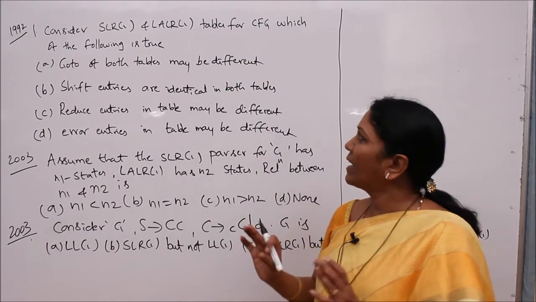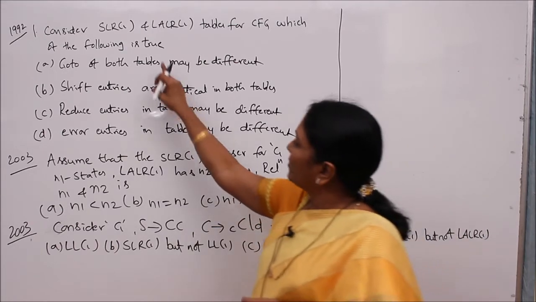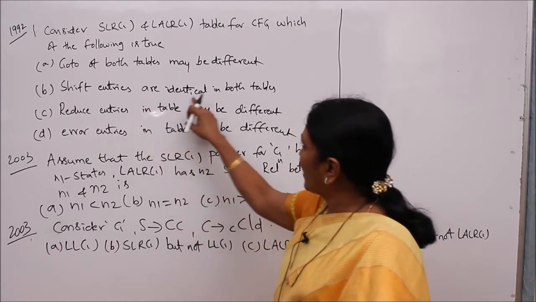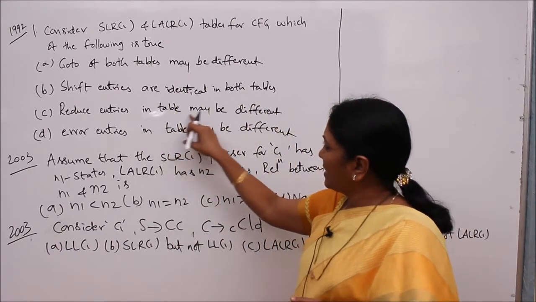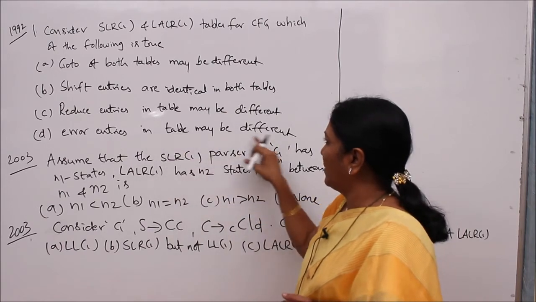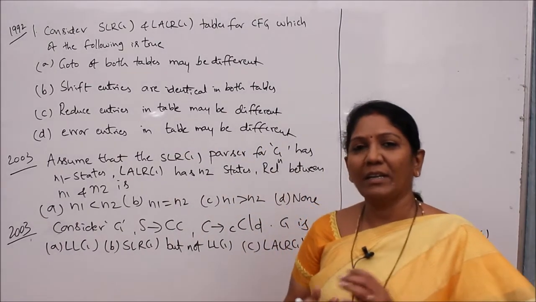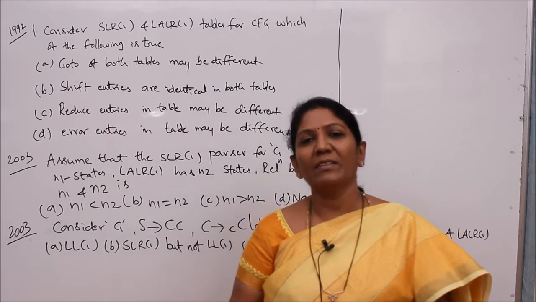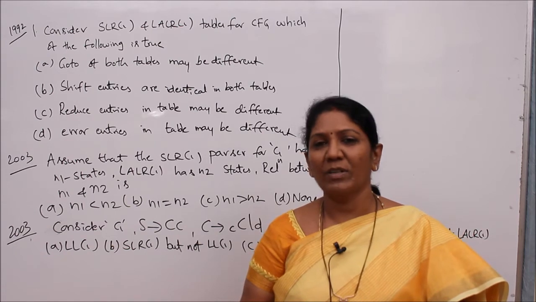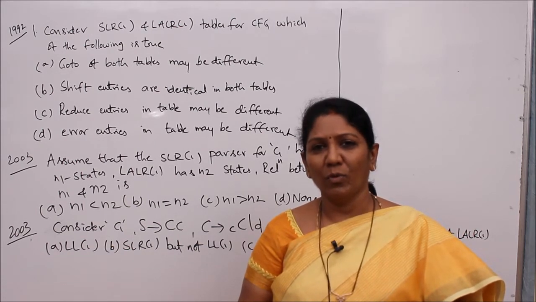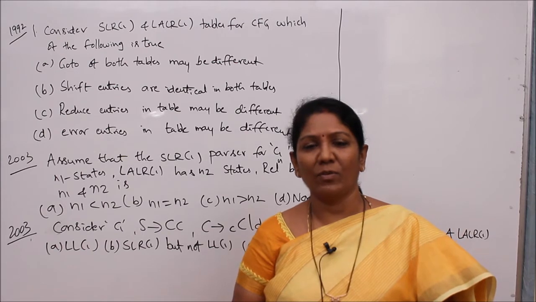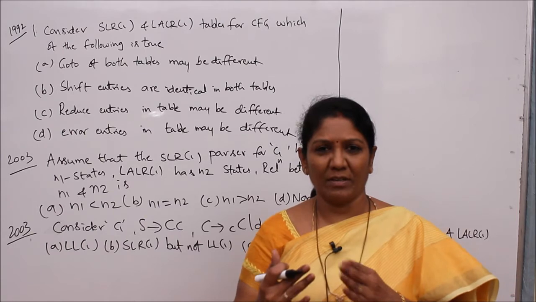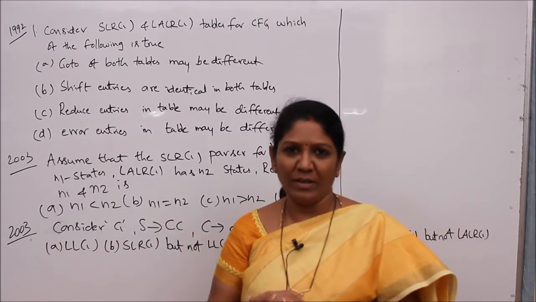So when you look at SLR1, LALR1 for a given CFG, A is: goto of both tables may be different. B: Shift entries are identical in both tables. C: Reduce entries in tables may be different. D: Error entries in tables may be different. So if you look at SLR1 and LALR1, which are in general all LR parsers, where exactly does the difference lie? What is the procedure? All 4 LR parsers basically differ only in reduce entries. Because of reduce entries only, it is 4 different types.